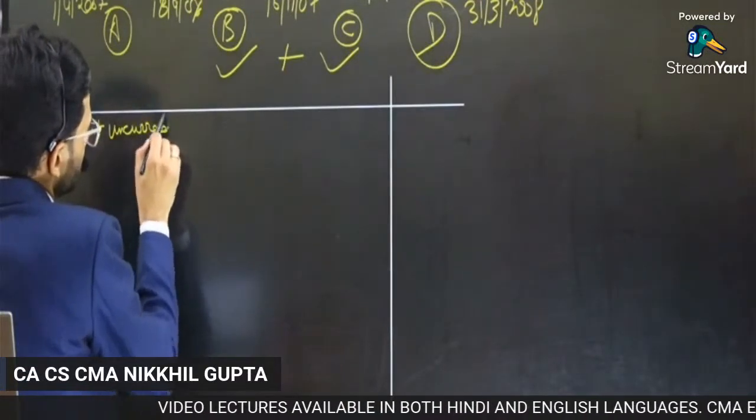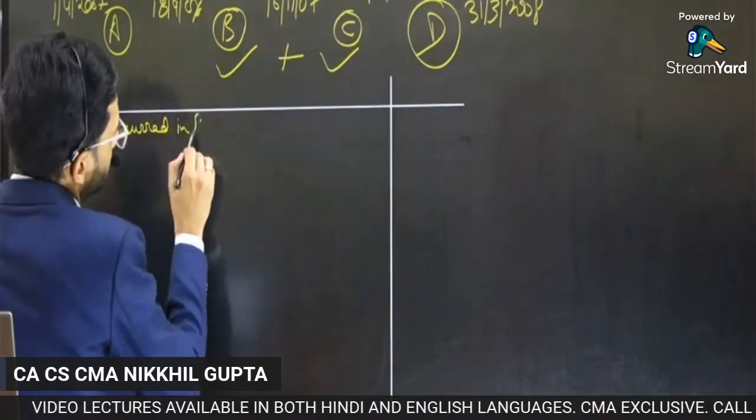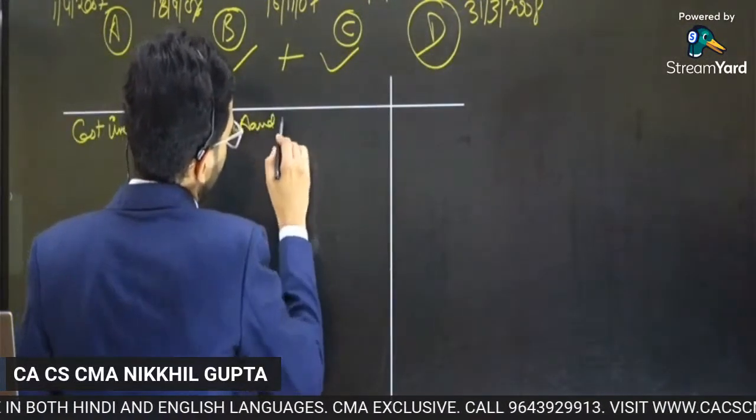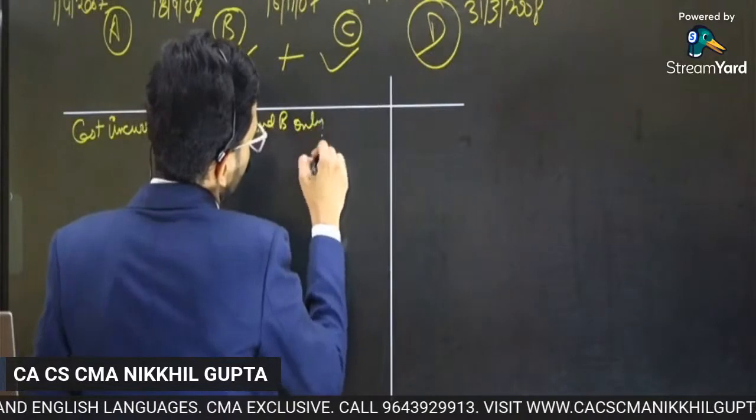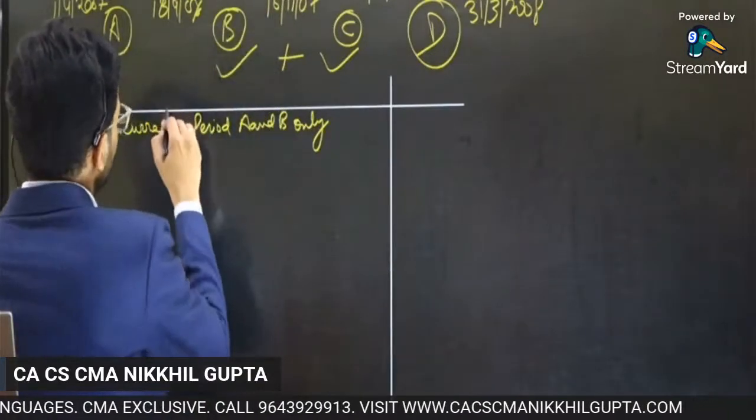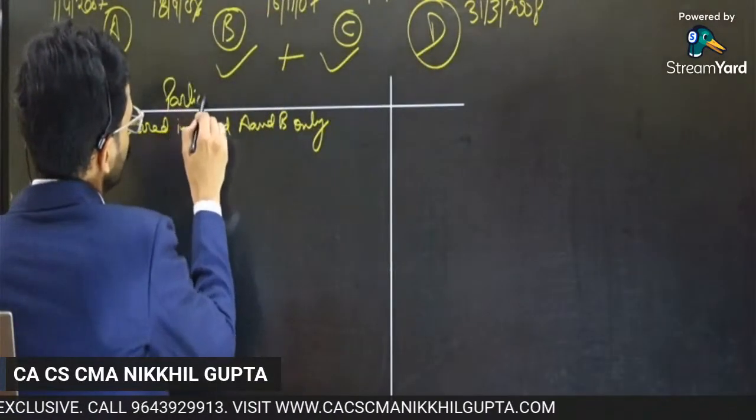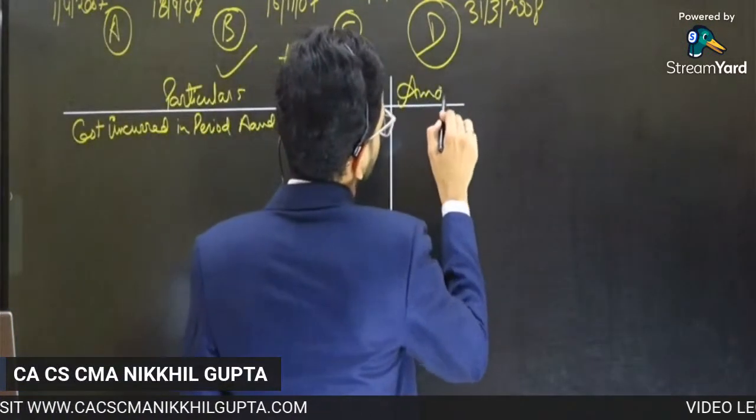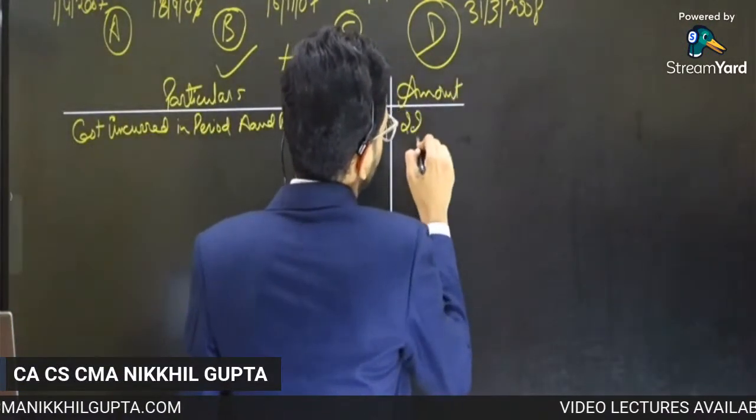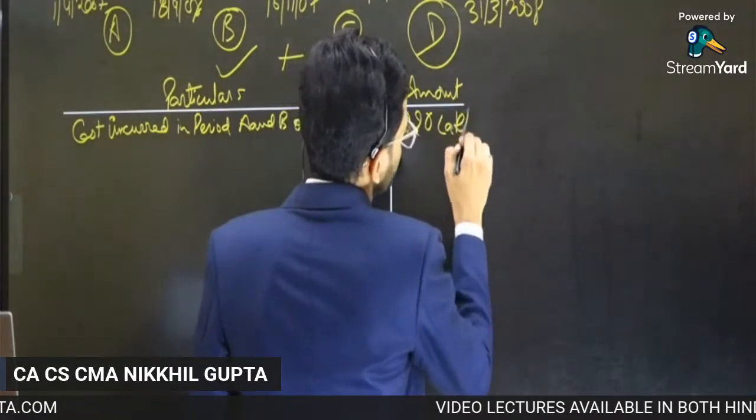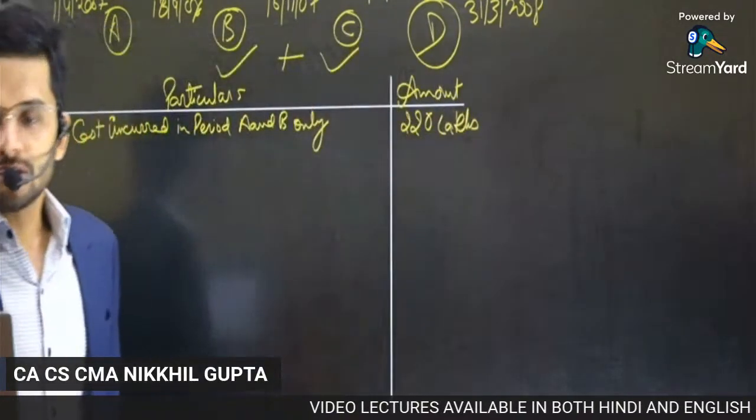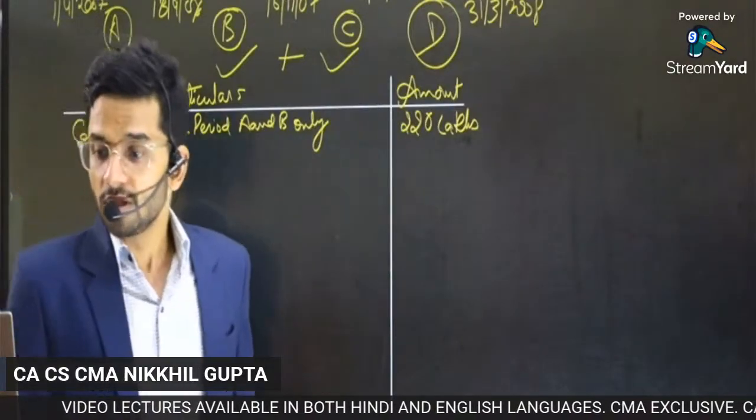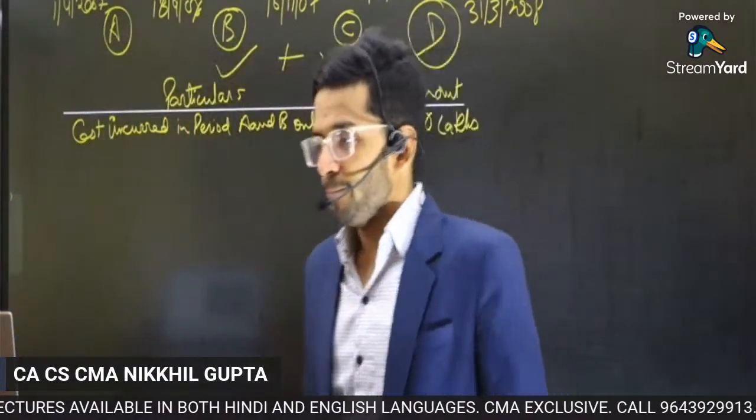Cost incurred in period A and B only. So the cost which has been incurred in period A and B only, that is the abnormal cost. This is the particulars and the amount. Total is 220 lakhs. So this is but obvious the abnormal cost. There's no doubt about it. Since there's no doubt about it, we are going to add it.